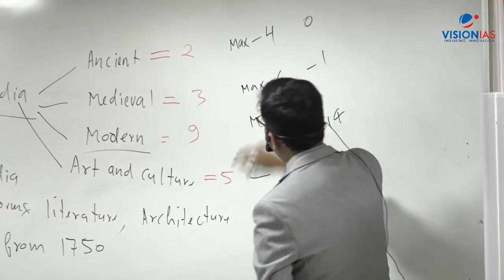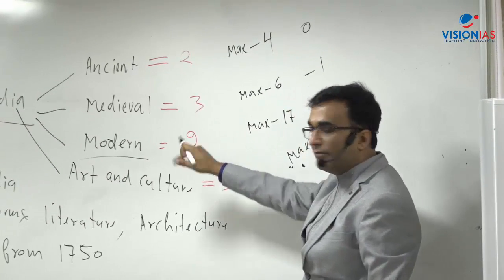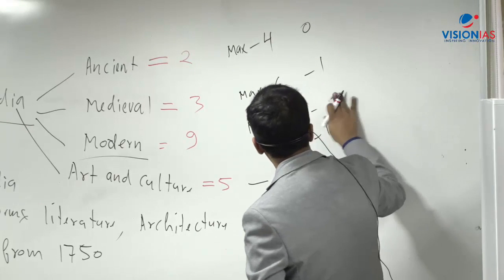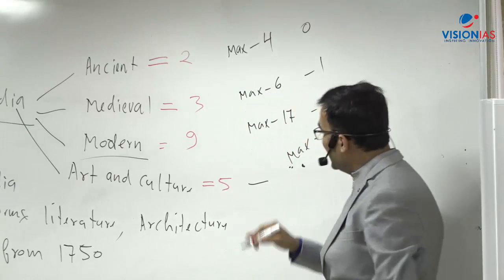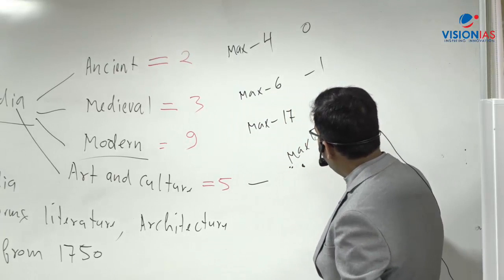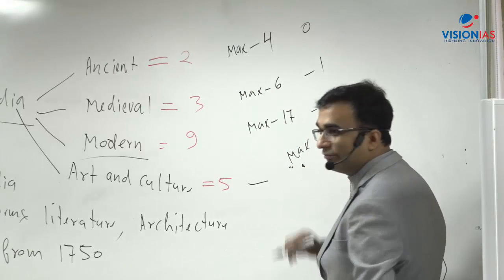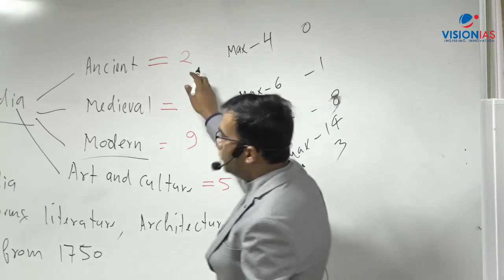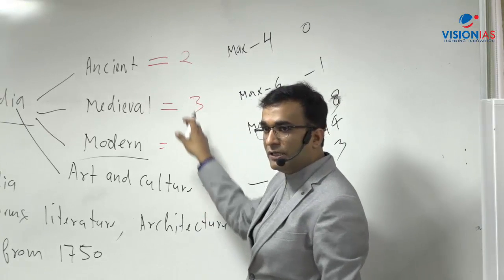There was 1 question as the minimum from the medieval, and then the modern minimum is 8. And then art and culture minimum is 3. So this is how things are. But you need to go by the average, okay? You need to see the average number of questions.